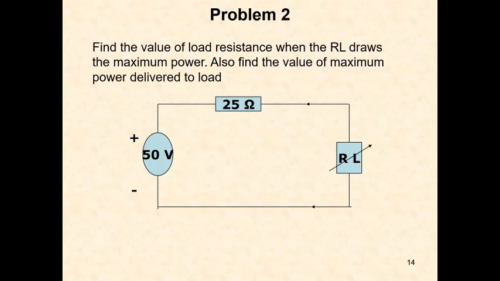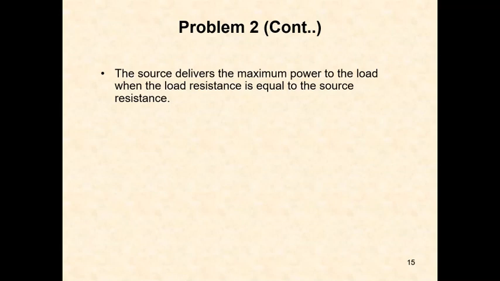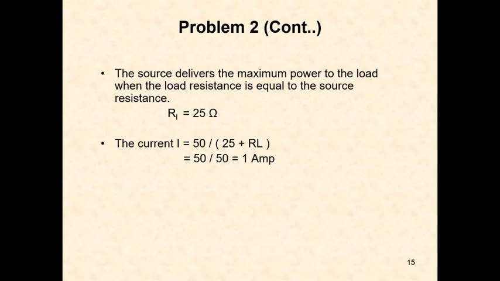It's a simple problem, so the source resistance must be equal to the load resistance for the maximum power transfer theorem. So RL is equal to 25 ohms and we have to find the maximum power. The source delivers the maximum power to the load when the load resistance is equal to the source resistance. So RL is 25 ohms. Then the current is equal to 50 by 25 plus RL, RL is another 25. So the current is 50 by 50, that is 1 amp.